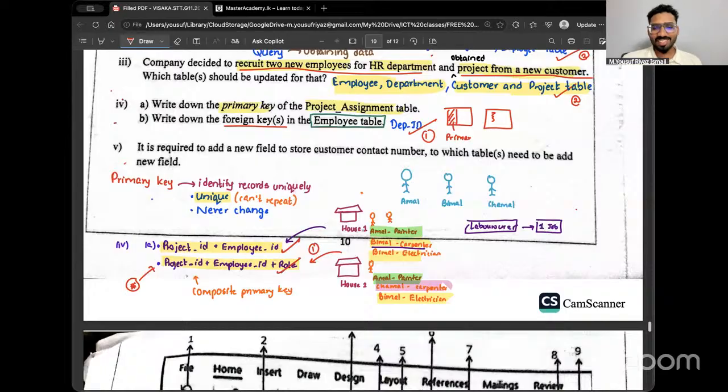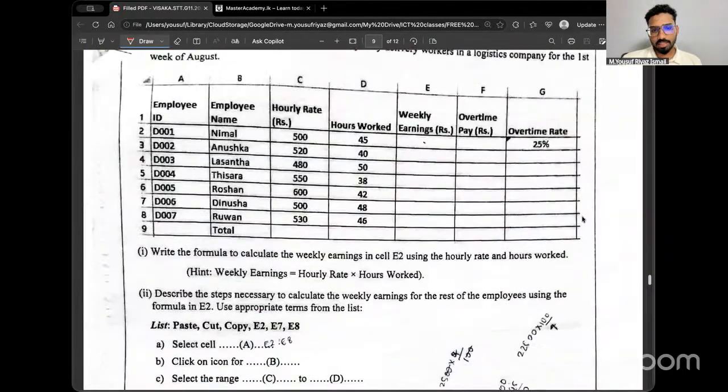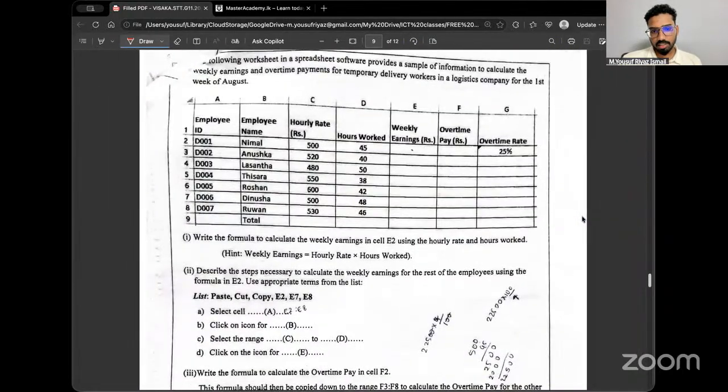This is not a spreadsheet, Zura. This is a database. So a spreadsheet is this. So are you referring to a spreadsheet or a database? Zura. I mean, database.